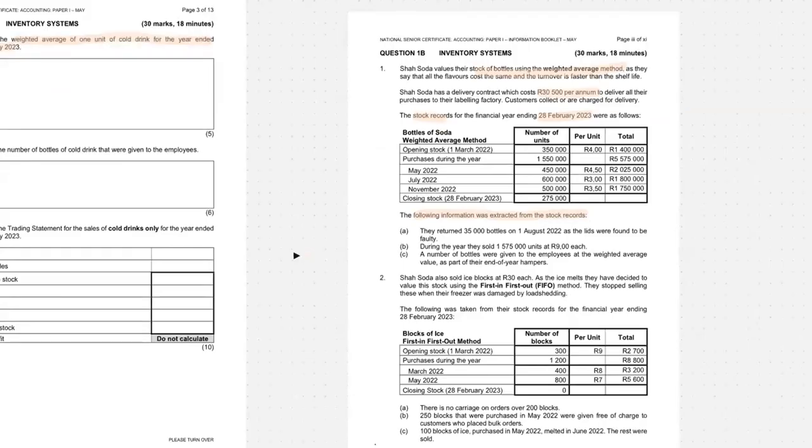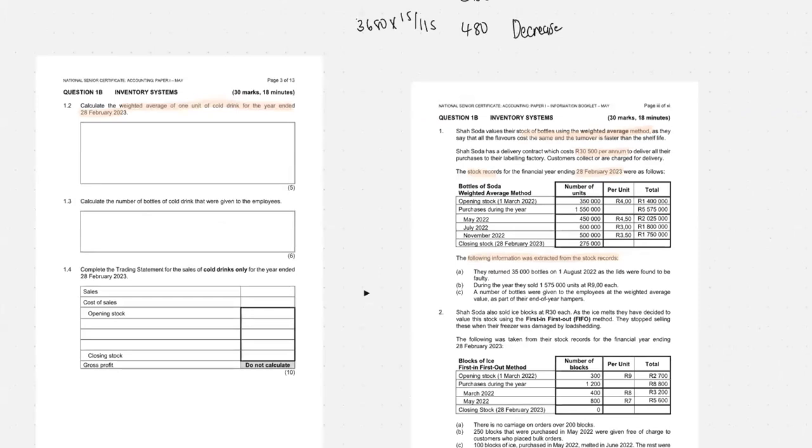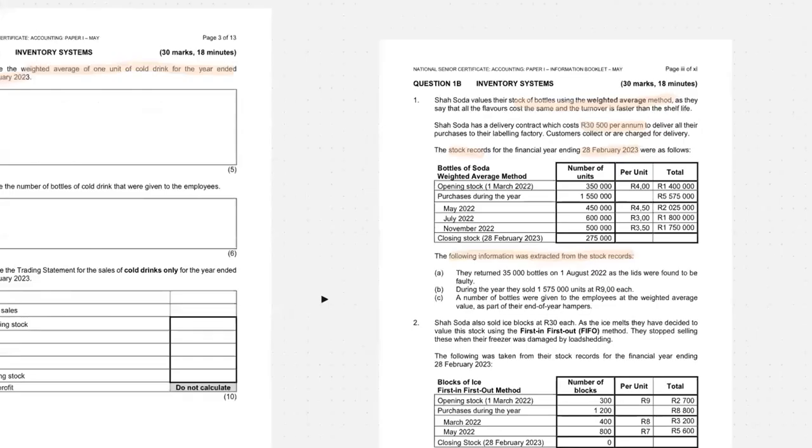Okay, so we'll come back to this because they want us to calculate 1 unit of cold drink for the year ended. This is about the stock of the bottles, the information that they've given us in number one. So now they want us to calculate what will be the weighted average cost of 1 unit at the year end. So now we need to look at what is the information they've given us here. If you're using the weighted average method, in order to get your weighted average cost for 1 unit, you need to take the value of your opening stock, your value of all your stock at the top, and then at the bottom, the number of units of stock.